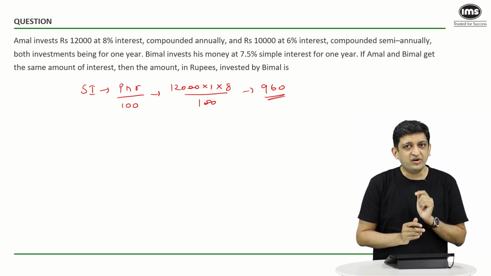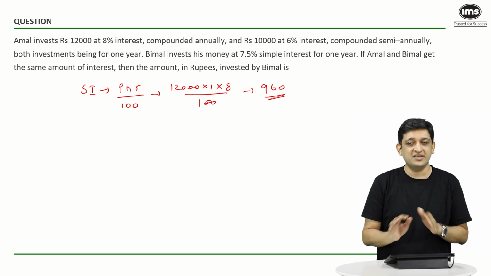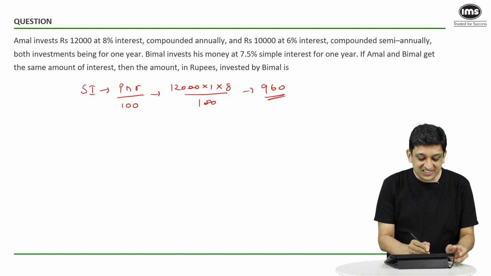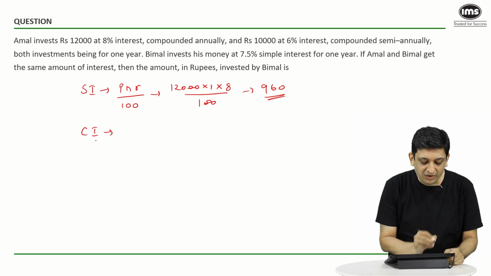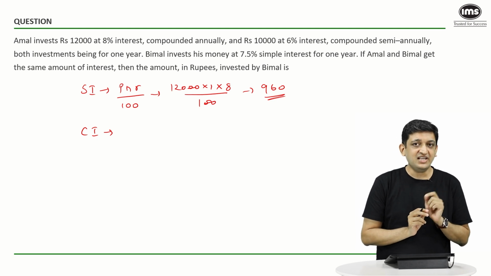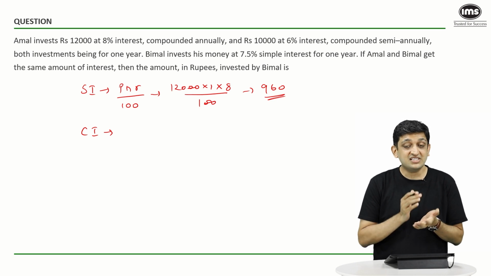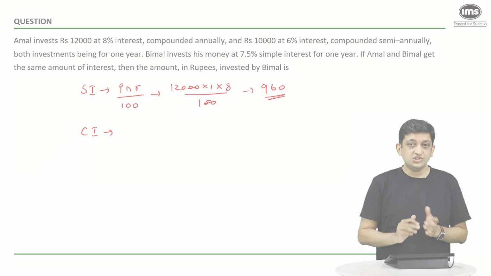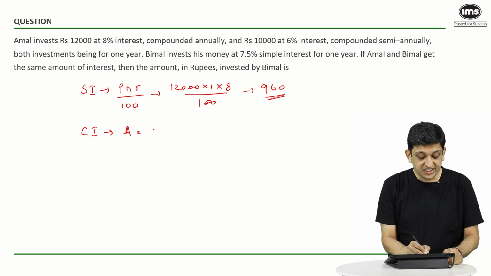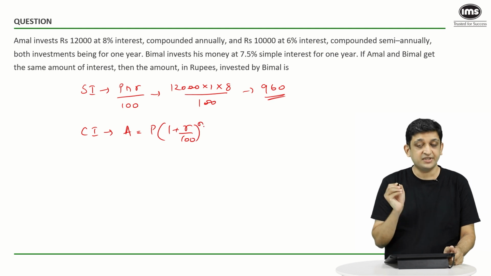If you look at the compound interest, this is where things become slightly complicated, especially for people who hate numbers. And we know there are a lot of you, that's why this series. In this case, 10,000 has been invested at 6% interest for 1 year, which is compounded semi-annually. When it comes to compound interest, the amount that you get at the end of the year is going to be P into 1 plus R by 100, the whole raised to N.